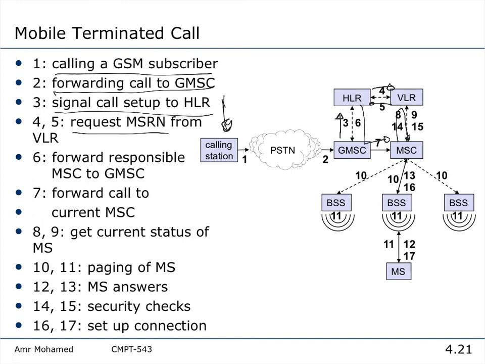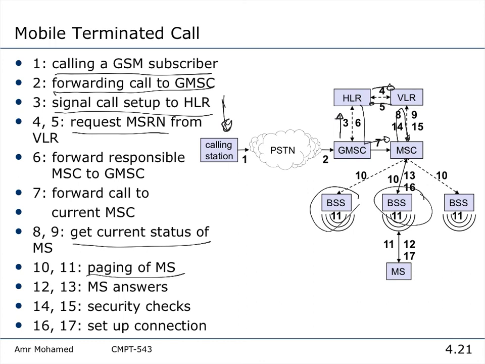And then, this is done as part of 8 and 9. I get the status of this mobile station from the VLR. And then I start the paging. The paging from the MSC is a broadcast signal to all the BSSs, which I send to all the base station controllers, and then each base station controller will propagate this paging signal to all the base transceiver stations, which means to all the cells. And the base transceiver stations will send it to all the mobile stations.